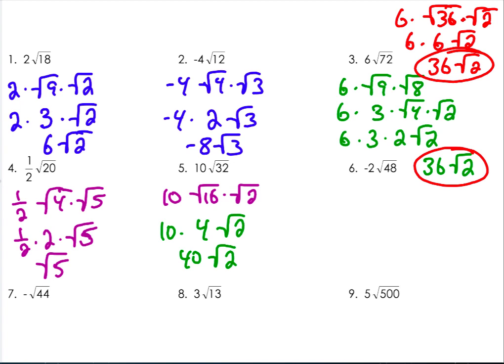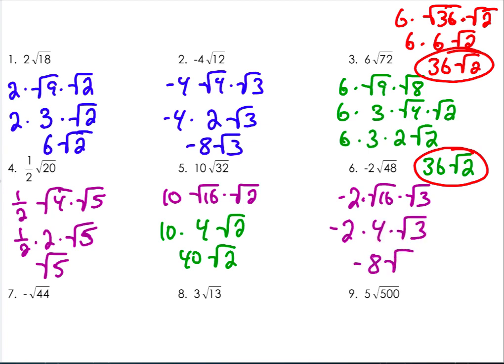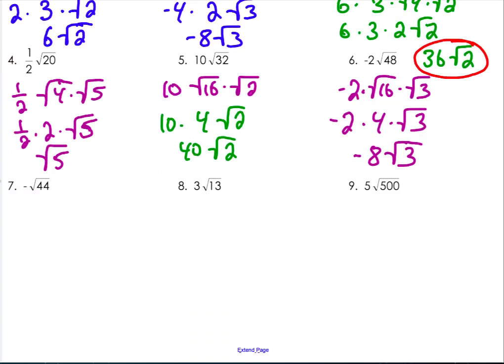Next one, 48's come up before. Remember that's square root of 16 times the square root of 3 times my negative 2. So that's a negative 2 times 4 times the square root of 3, or negative 8 square root of 3. So we just have that extra number getting multiplied out front whenever we have it.